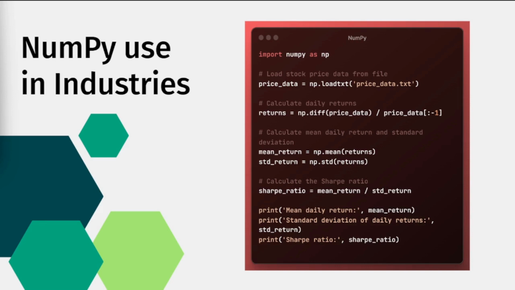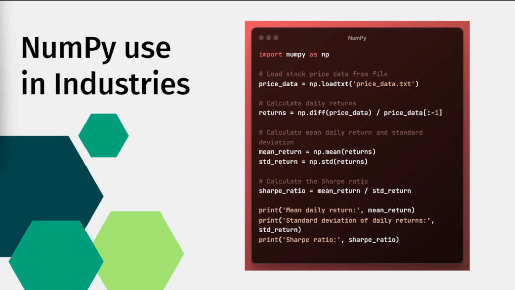For example, NumPy can be used to create Monte Carlo simulations, which are commonly used in finance to model the risk and return of investments. Portfolio optimization: NumPy can be used to optimize investment portfolios by calculating the expected returns and risk of different investment strategies. This allows analysts to create portfolios that maximize returns while minimizing risk.